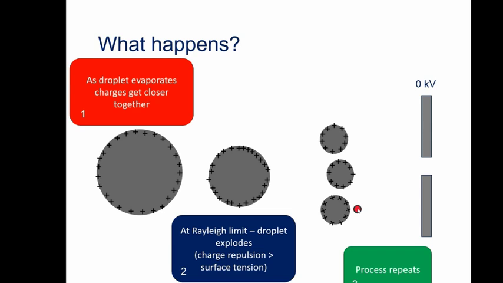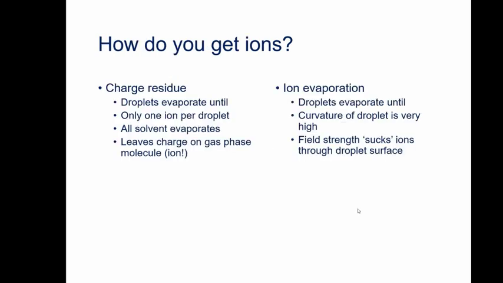And eventually we produce ions, and there are various different models or methods by which ions are actually produced. There were 2 groups in particular who argued about this very heatedly at some conferences about who was correct. It was what's known as the charge residue model and the ion evaporation model.